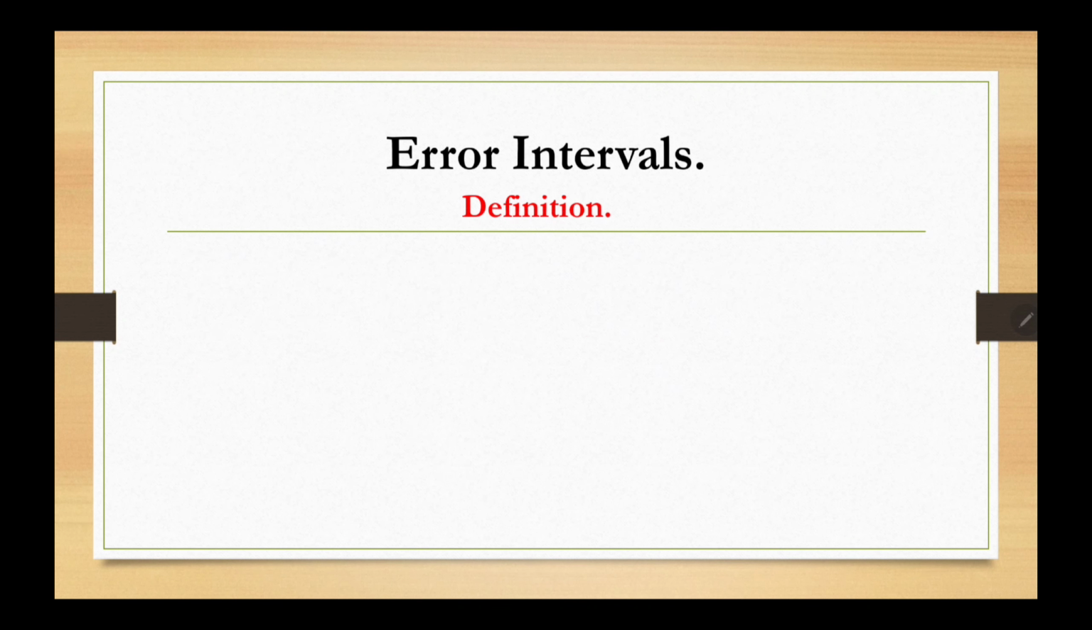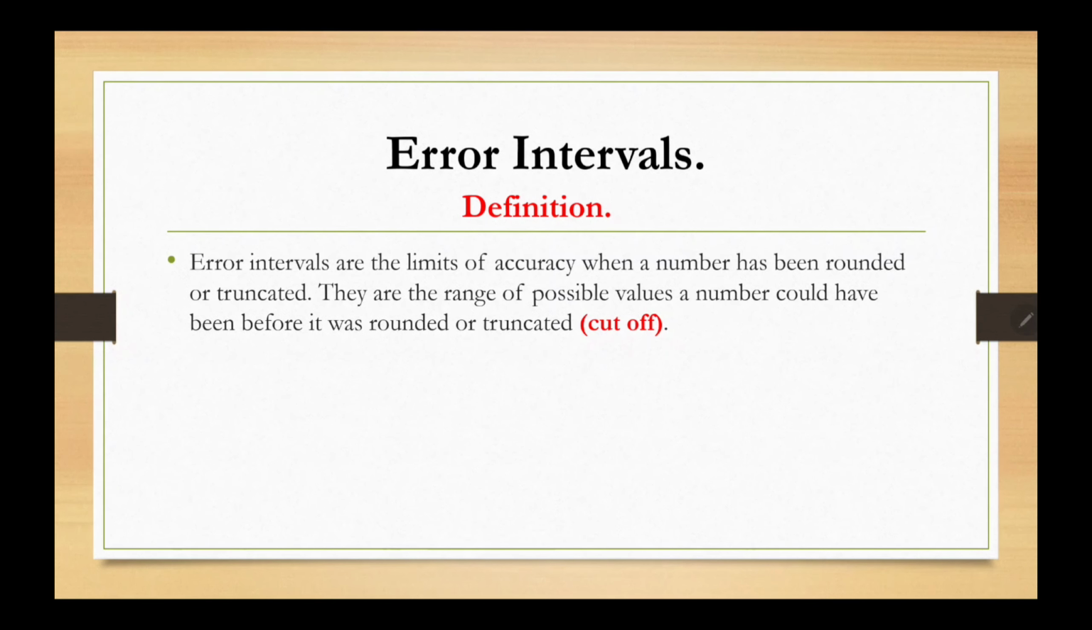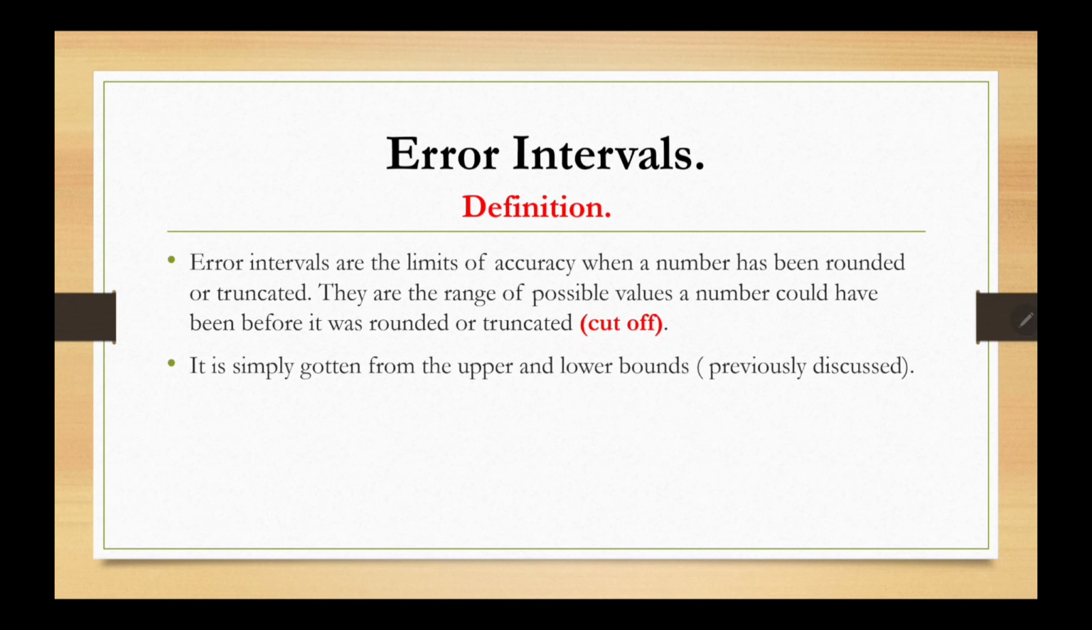All right, then let's move on to error intervals. What are error intervals? They are simply limits of accuracy when a number has been rounded or truncated. They are the range of possible values a number could have been before it was rounded or cut off. Okay? Now, this is simply gotten from the upper and lower bounds as we have previously discussed. We've seen how to find upper and lower bounds. So the error interval will be the lower bound less than or equal to m less than or equal to the upper bound. So m in this case can be any variable.